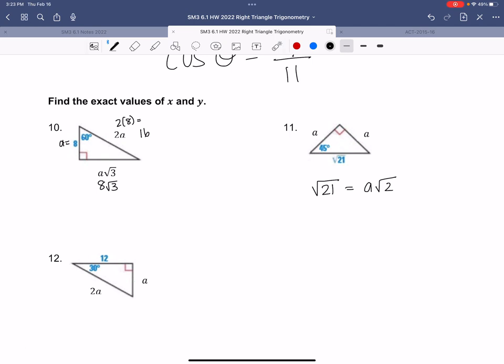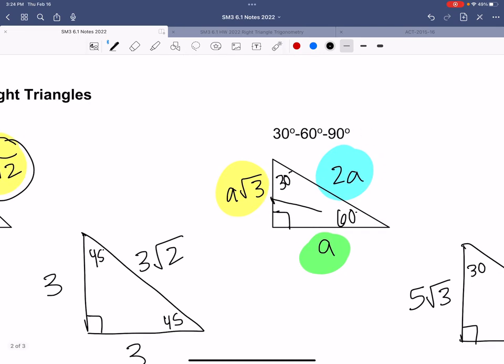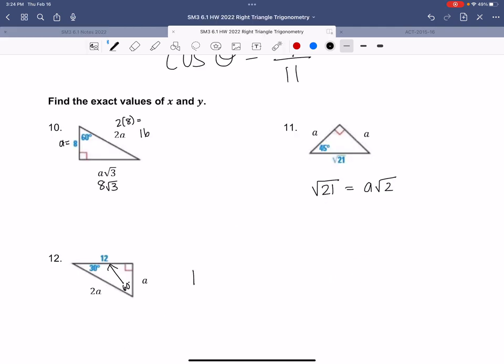I gave you the side that's across from the 60-degree angle. So if you look on the notes again, the side across from the 60-degree angle is a square root of 3. So 12 is equal to a square root of 3, and you're going to have to find what a is and then what 2a is.